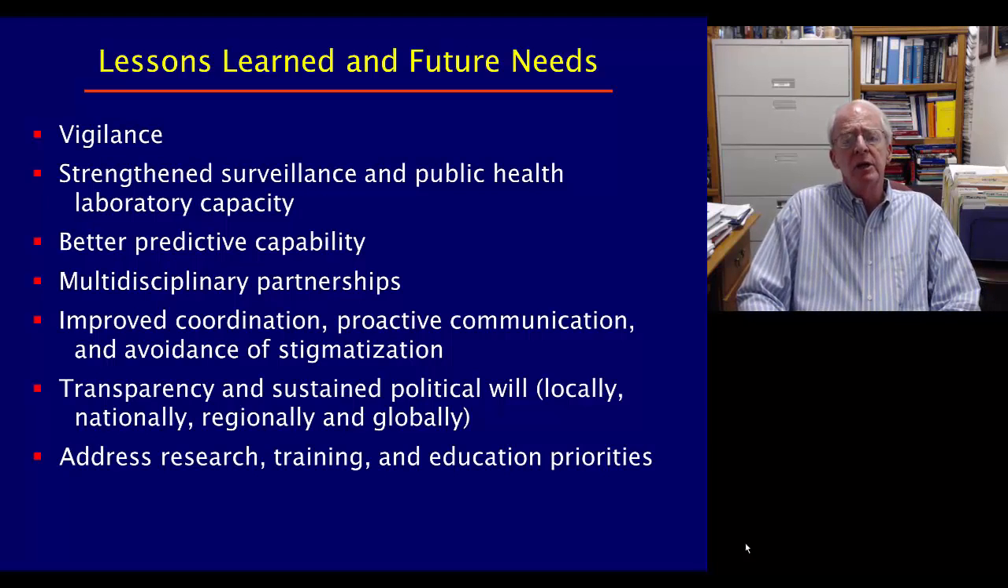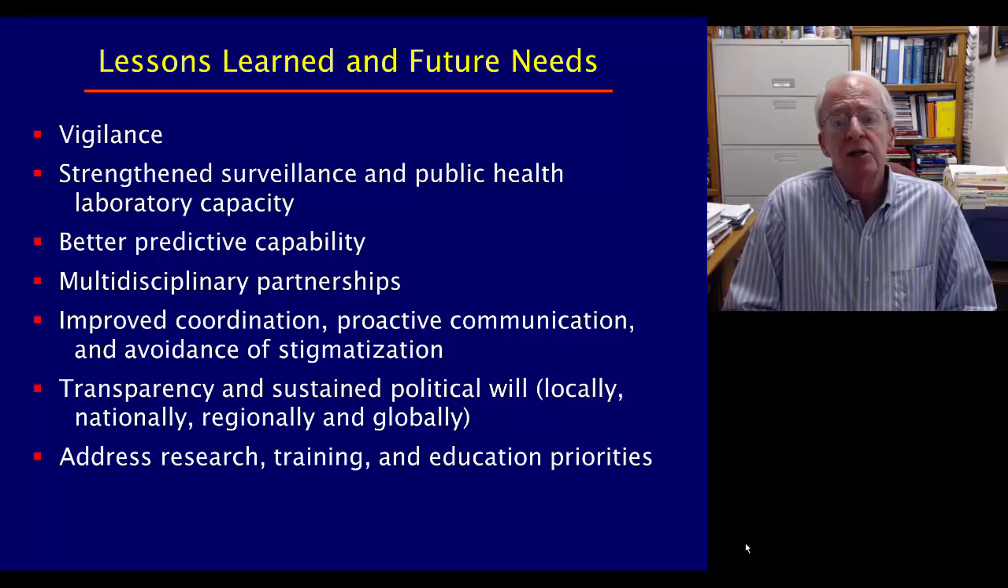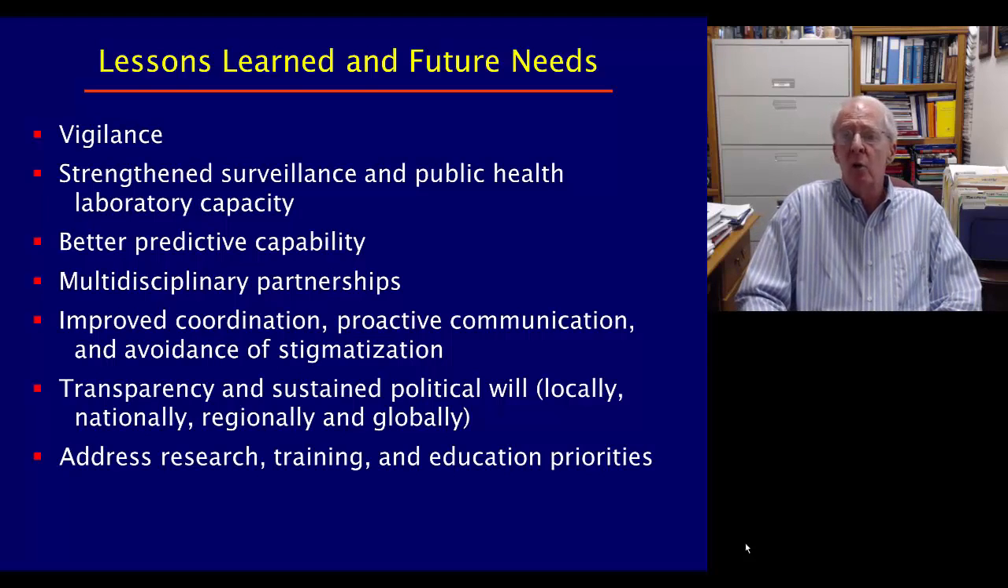A number of lessons have been learned over the years by responding to a number of these emerging disease challenges. The importance of vigilance I've already emphasized. The importance of strengthened surveillance and public health laboratory capacity. The importance of better predictive capability. Multidisciplinary partnerships in the spirit of the One Health movement, improved coordination, proactive communication, and avoidance of stigmatization. We've talked about transparency and sustained political will, critically important at the local, national, regional, and global level.